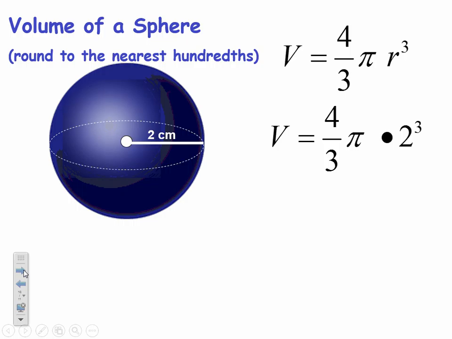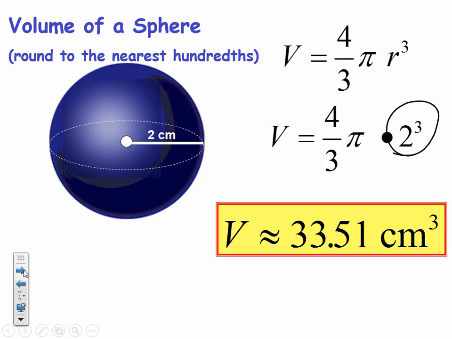Now 2 to the third power means 2 times 2 times 2. That's what 2 to the third power is. It's not 6, it's 8. And if we ask our calculator what that whole calculation is, it comes up with 33.51 centimeters cubed because, again, we're talking about volume this time.